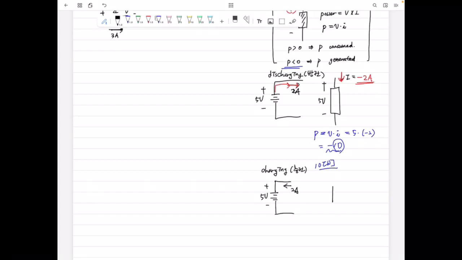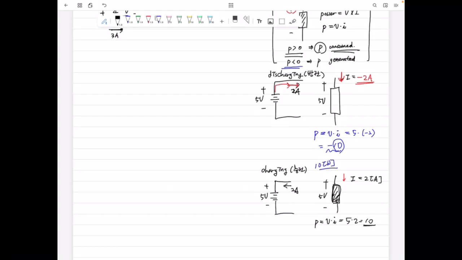So we will represent this situation in the same manner. This element has 5 volt and the current direction is in this manner. Then the current is 2 ampere. Therefore, the power VI is 5 times 2, which is 10. Because 10 is a positive value, this power is consumed. That means 10 watt is consumed in this element. Because this is a battery, not a resistor, the 10 watt is stored, it is charging in the battery.